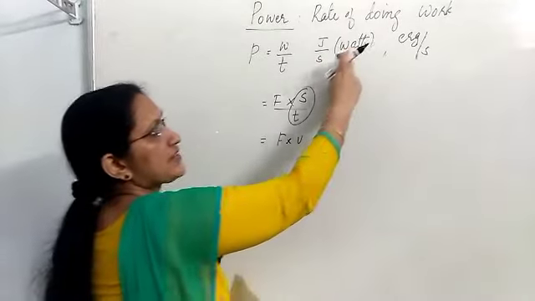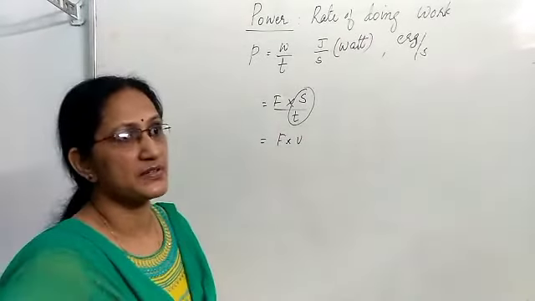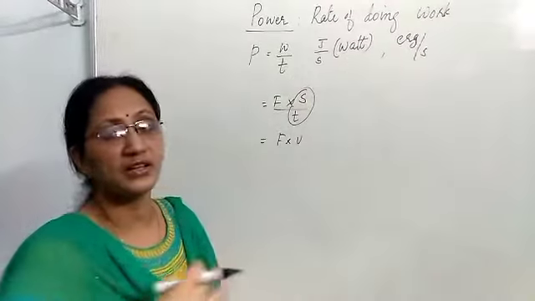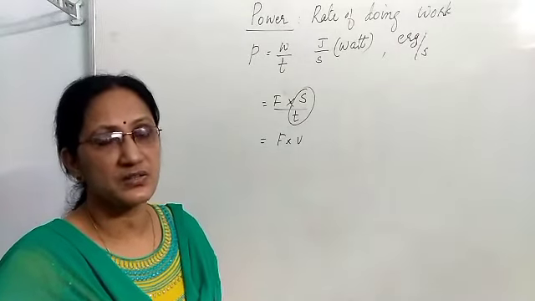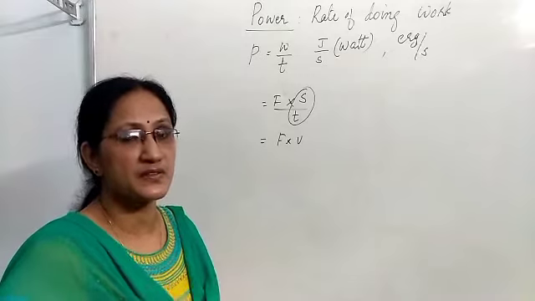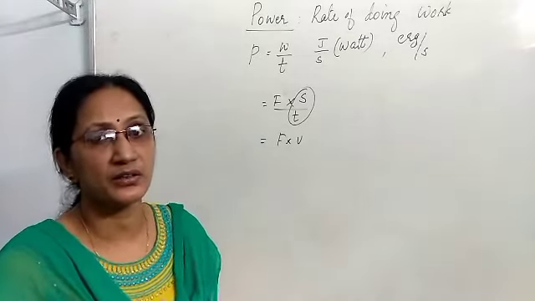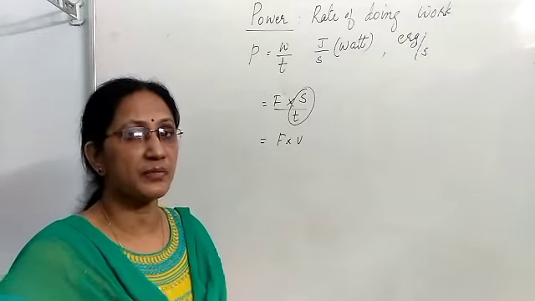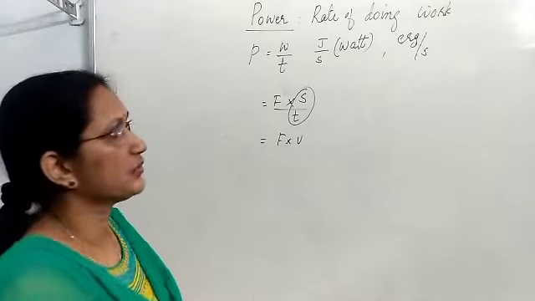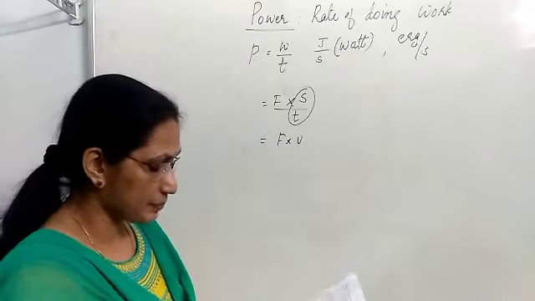Then this SI unit watt has multiples and sub-multiples. Bigger units of watt are kilowatt: 1 kilowatt is 1000 watt. Megawatt: 1 megawatt is 10 to the power 6 watt. And smaller units are there like microwatt: 1 microwatt is 10 to the power minus 6 watt. 1 milliwatt means 10 to the power minus 3 watt. So this watt has multiples and sub-multiples.